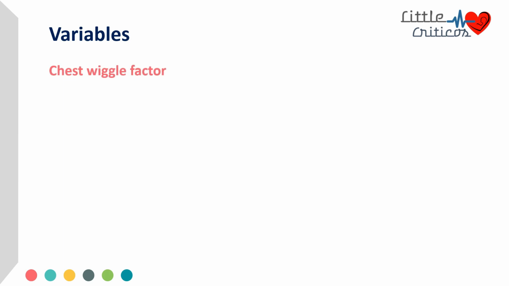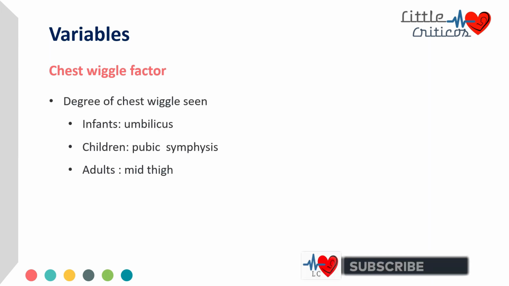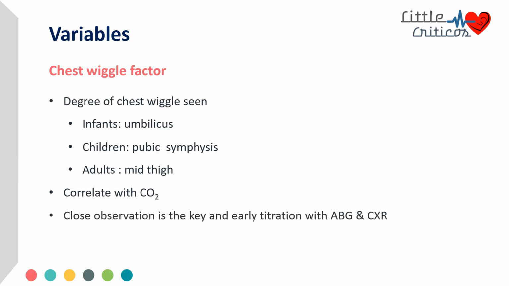The adequacy of amplitude is assessed by chest wiggle factor. Clinically, one should have adequate chest wiggle up to the level of umbilicus in infants, up to pubic symphysis in children and up to mid-thigh in adults. It is always important to correlate with CO2 levels, and close observation is the key, and early titration is needed with blood gas analysis and chest X-ray.